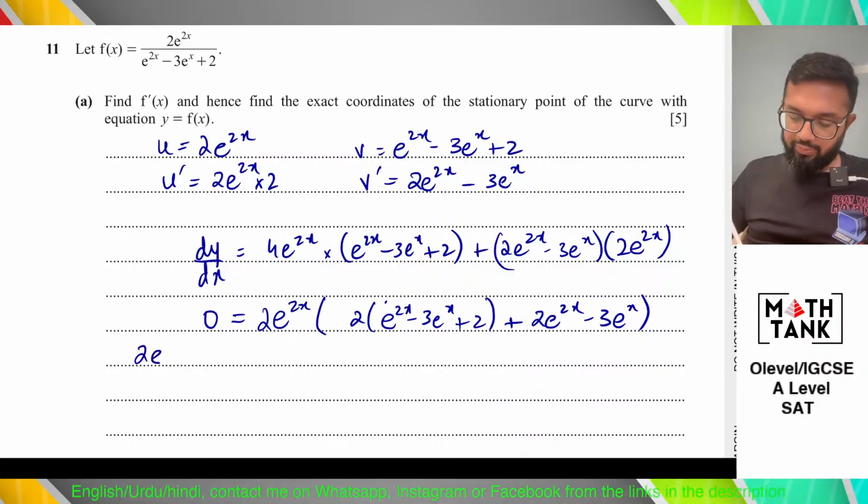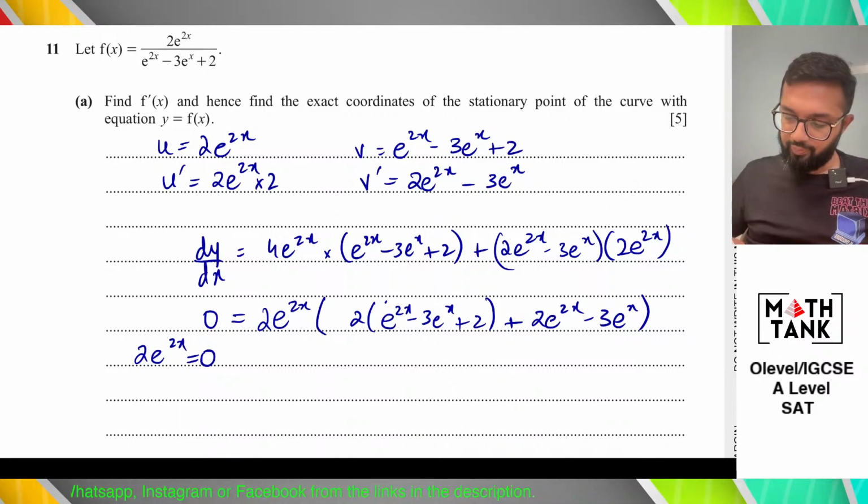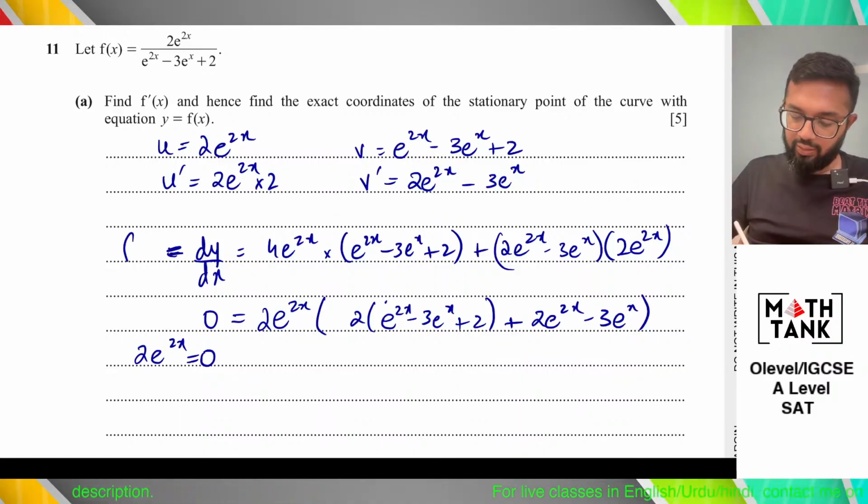So either this equals 0 or... that's f bar of x if you want to write it like that.